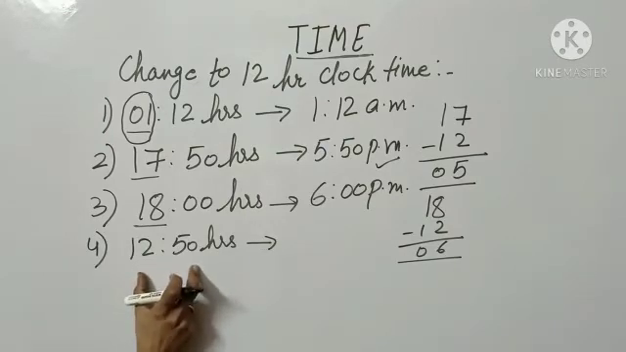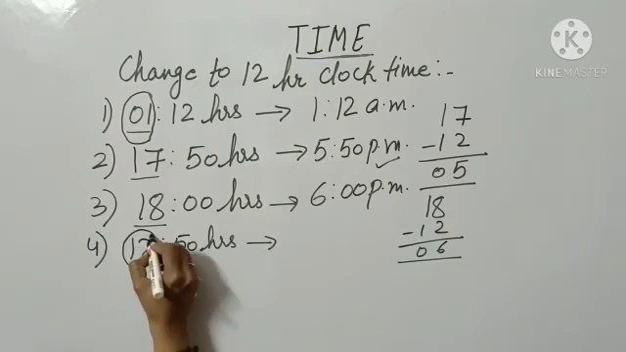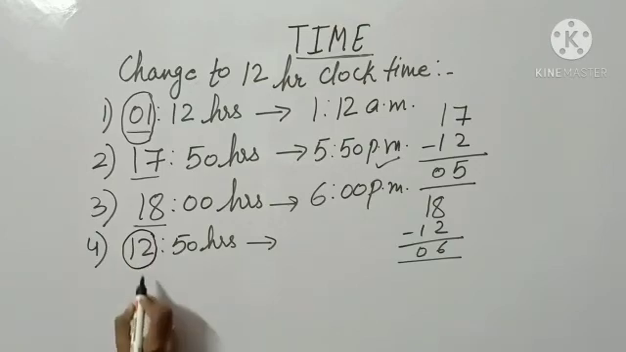How do I come to know that he is talking about after 12 noon? Because here it is 12. He is not talking about midnight. If he was talking about midnight, then here it would be 00. So this main difference you have to remember. If in 24-hour clock time it is written 00, then he is talking about 12 midnight. But if it is written 12, that means he is talking about the time after 12 noon. Got it?